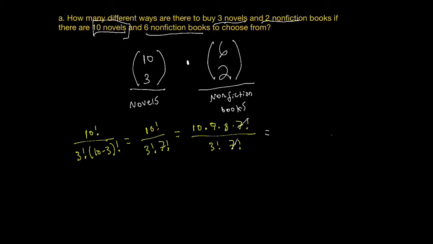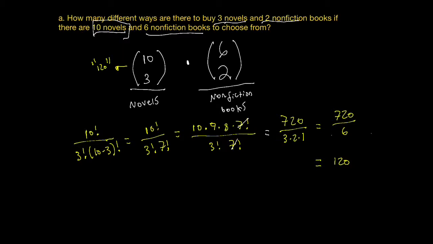And now I get 10 times 9 times 8, which is 720. And then 3 factorial is the same thing as 3 times 2 times 1, but 3 times 2 times 1 is just 6. So 720 divided by 6 is going to give me 120. So I have 120 ways. That's the different ways in which I can choose 3 out of 10.